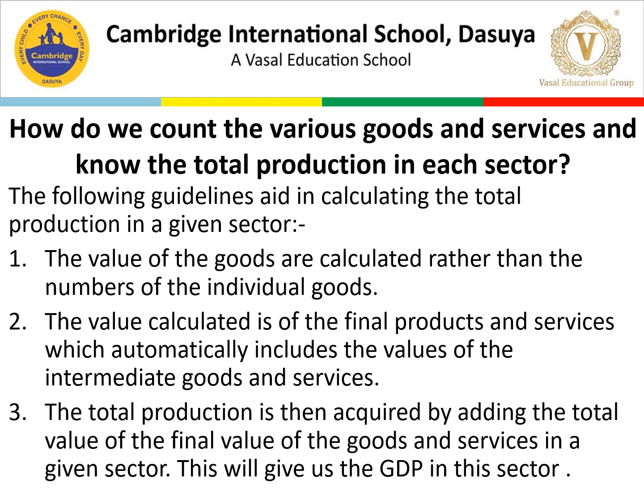The next thing is that the value calculated is of the final products and services, which automatically includes the value of the intermediate goods and services. So we are not taking the value of intermediate goods, we are taking the value of final products or final services which we have received.